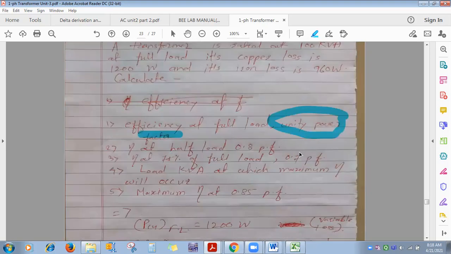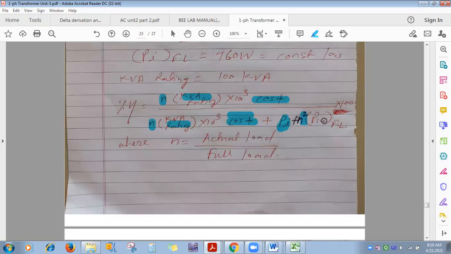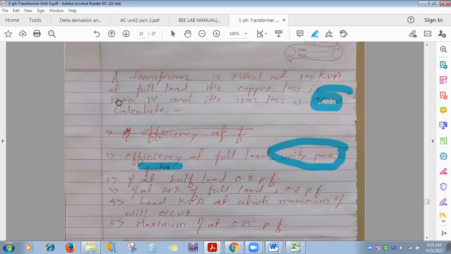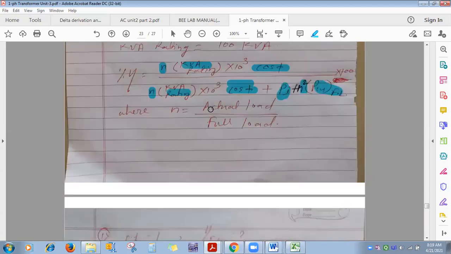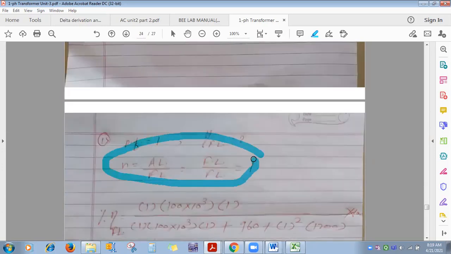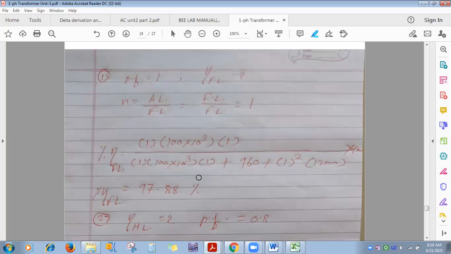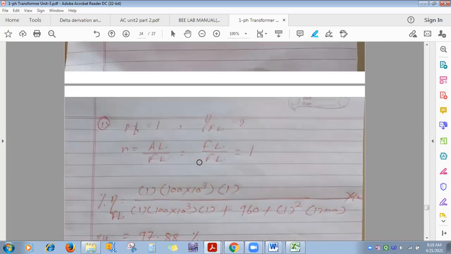Iron loss is also given to you, 960 watt, so that value we got. And full load copper loss is also given, 1200 watt, so all values you now have. N is 1. Put the values, efficiency into 100 will be the percentage efficiency, 97.88. Any difficulty with this? Very easy sum. No difficulty. Fine. Now see the next one.